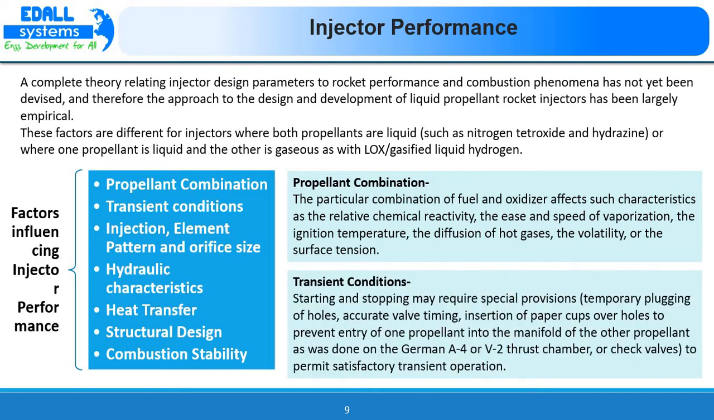Then we have transient conditions. So starting and stopping may require special provisions, that is temporary plugging of holes, accurate valve timing, insertion of pepper cups over holes to prevent entry of one propellant into the manifold of the other propellant, which was done in German A4 or V2 thrust chambers, or for check valves. So to reach these transient conditions for any rocket engine, we may have to follow any of these techniques where we have to stop the injector flows. So this may affect the injector performance.